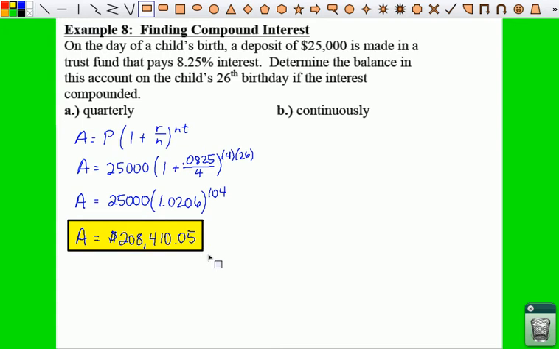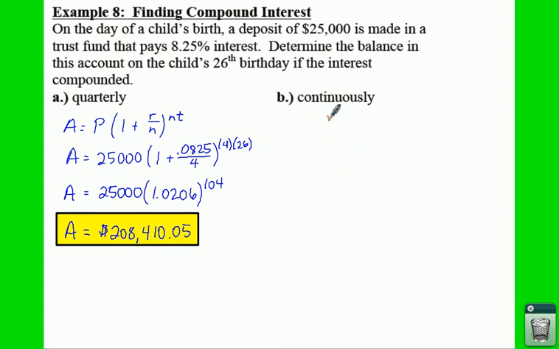Now let's compare that with something that could be compounded continuously. In this case, you're going to use a different formula. This is where you use your PERT equation. So we still have our principal, which is 25,000. E, don't plug anything in for that, that's just a function on your calculator. R is 0.0825 and your T is 26. So you can just plug that into your calculator the way it's written.